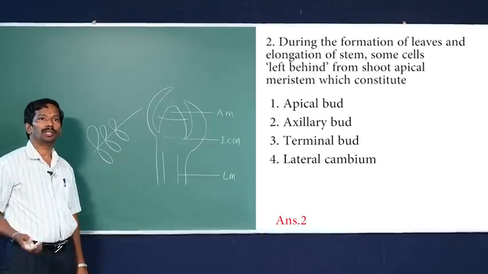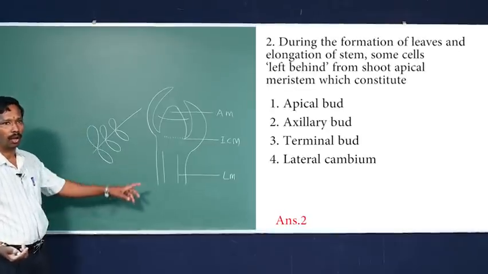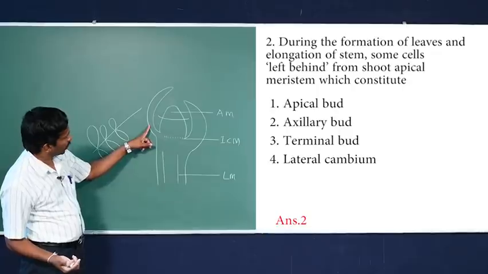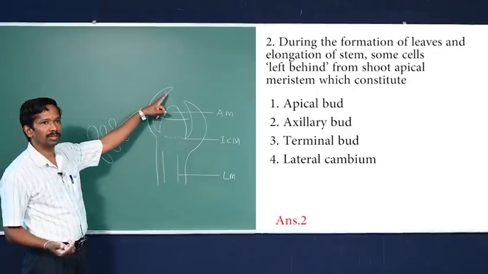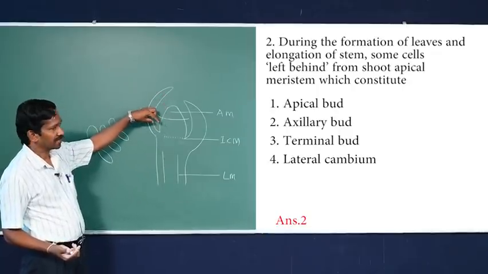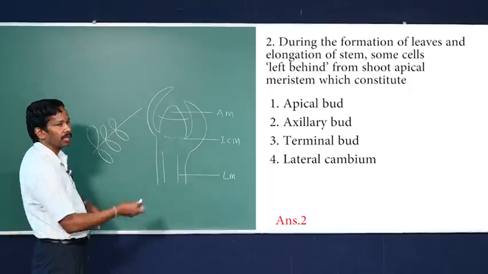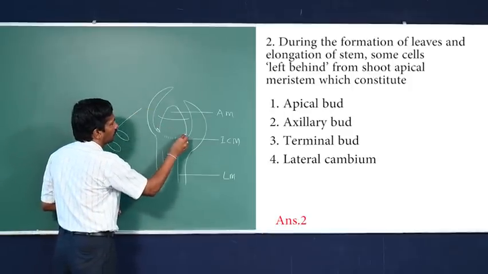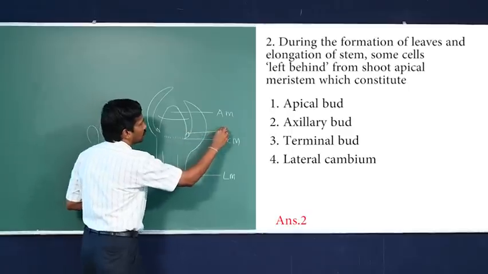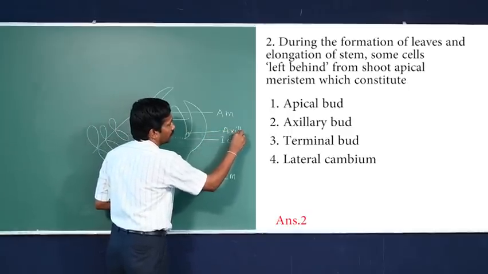Second question: during the formation of leaves and elongation of the stem, that is leaf primordia as well as elongation of the stem, some of the cells are left behind in the axils between the leaf and stem, and that constitutes the axillary bud.